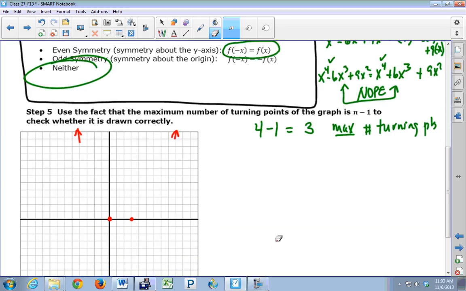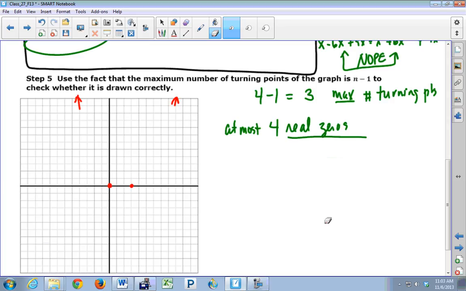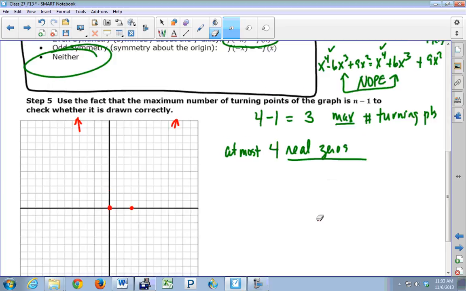My maximum number of zeros is I could have at most 4 real zeros. And you look at your picture and you say, well, in this particular case, I don't have 4 real zeros, I only have 2. So I didn't reach my maximum. I didn't cross my x-axis 4 times with real numbers, but I can cross it 2. So this is where we're just getting a quick sketch.